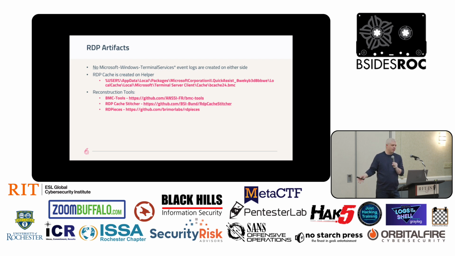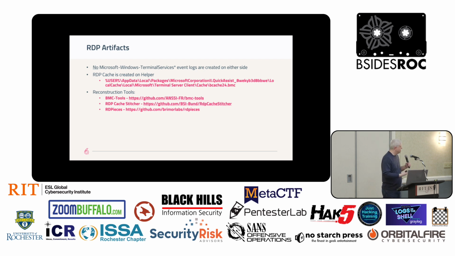On the helper side, you do get the RDP cache. If you're unfamiliar with this artifact, it's a really cool artifact which basically caches screenshots of the screen, broken up into, I think, 64 or a bunch of different little images that you then have to puzzle together. There are tools that you can use to help stitch it back together.